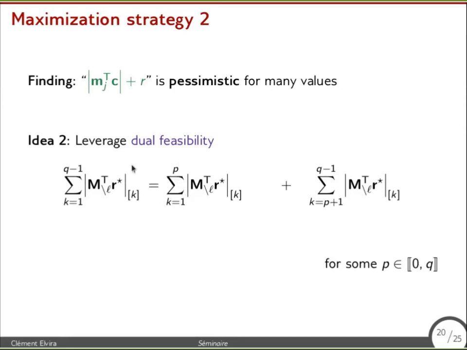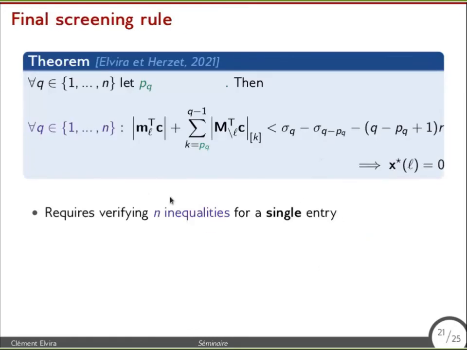The idea will be to split the sum of the sorted inner products in two, the sum of the P first ones and the sum of the remaining ones, and to use dual feasibility to bound the left-hand side of the sum. So we can say by dual feasibility that we have a tight upper bound of this quantity, or not necessarily a tight upper bound, but something that will be tighter than the previous one. And then we can apply entry-wise maximization for the right-hand side. Okay, and this is true for any value of p. So we end up with a parametric set of inequalities. And this led us to our practical screening test.